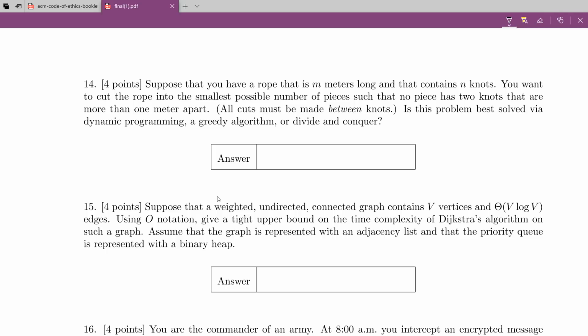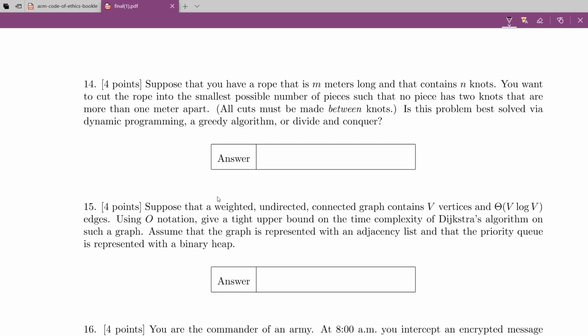Okay, so what would be the greedy algorithm? What's that? You cut it after you see a knot. Okay, you want the smallest possible number of pieces such that no piece has 2 knots that are more than 1 meter apart. So you don't want to cut it when you see the first knot. You move from one end, you see a knot, what do you do? You keep going, okay, it says no 2 knots are more than 1 meter apart. So you would keep going until you got to a knot that was more than 1 meter from the first knot and put the cut right before that knot. And then you sort of repeat the process.